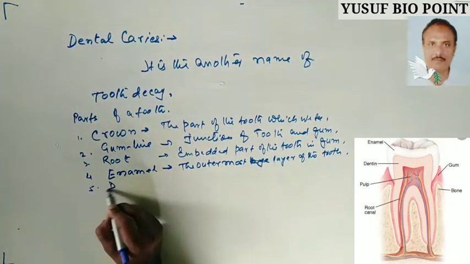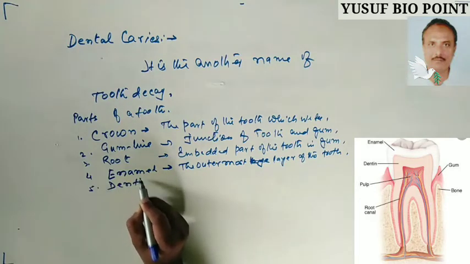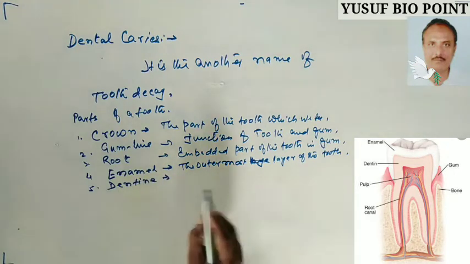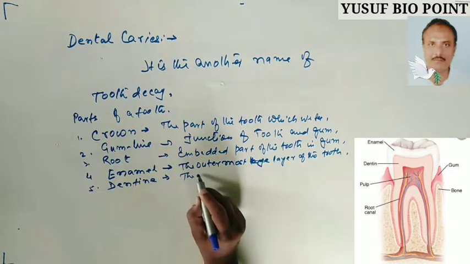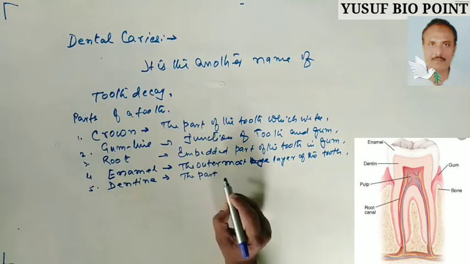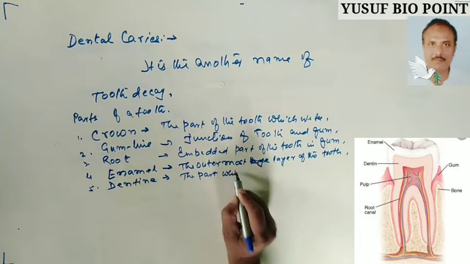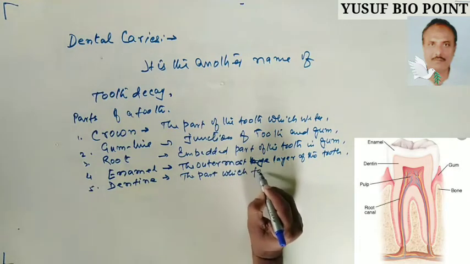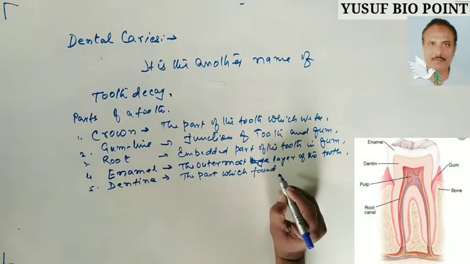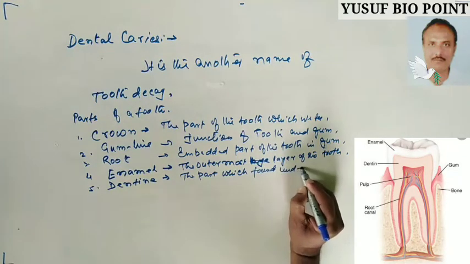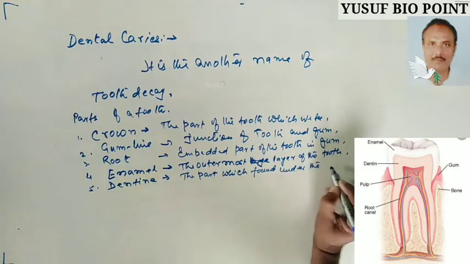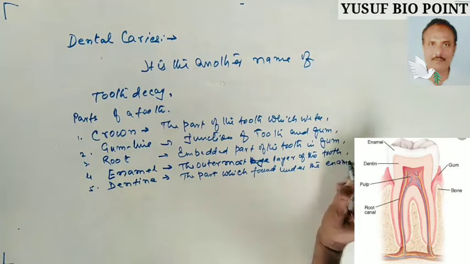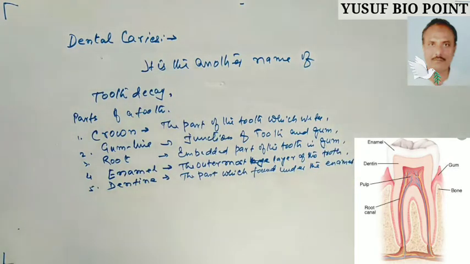Next, dentine. The part which is found under the enamel is called dentine.